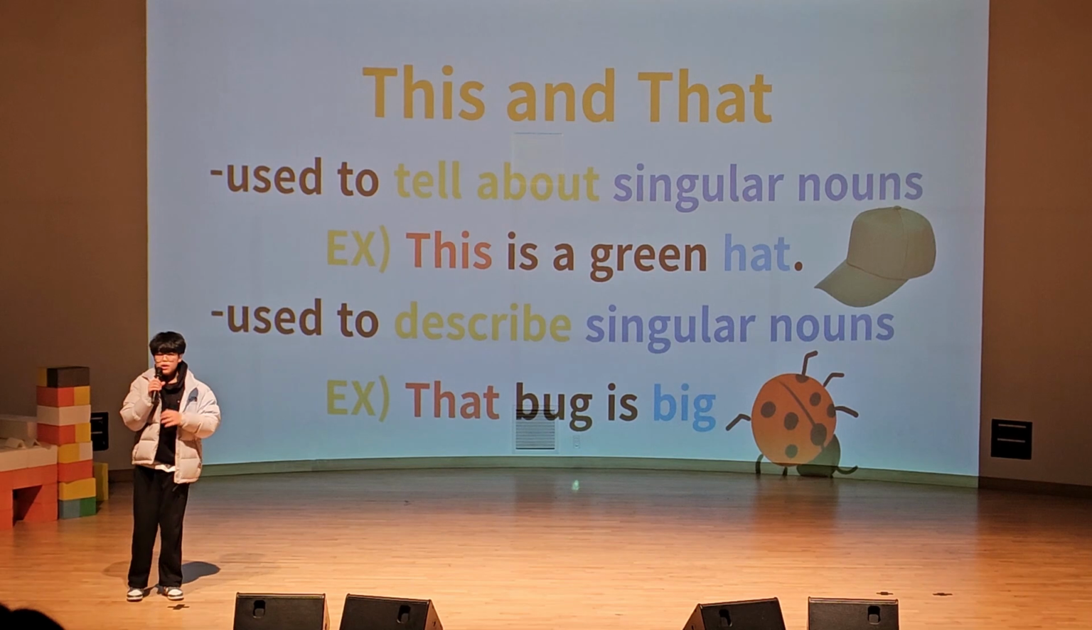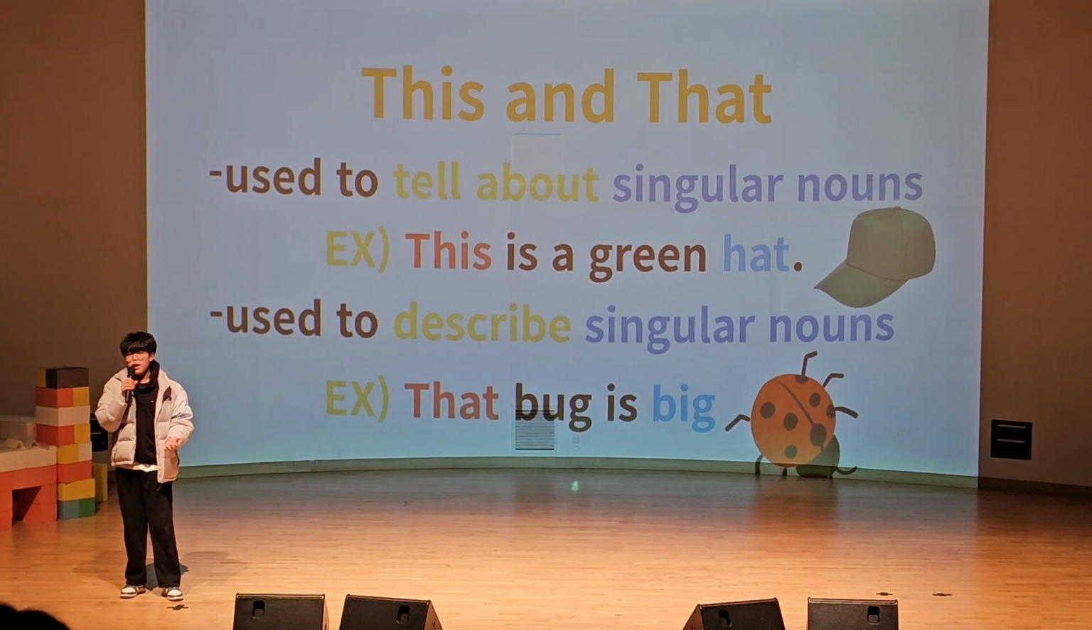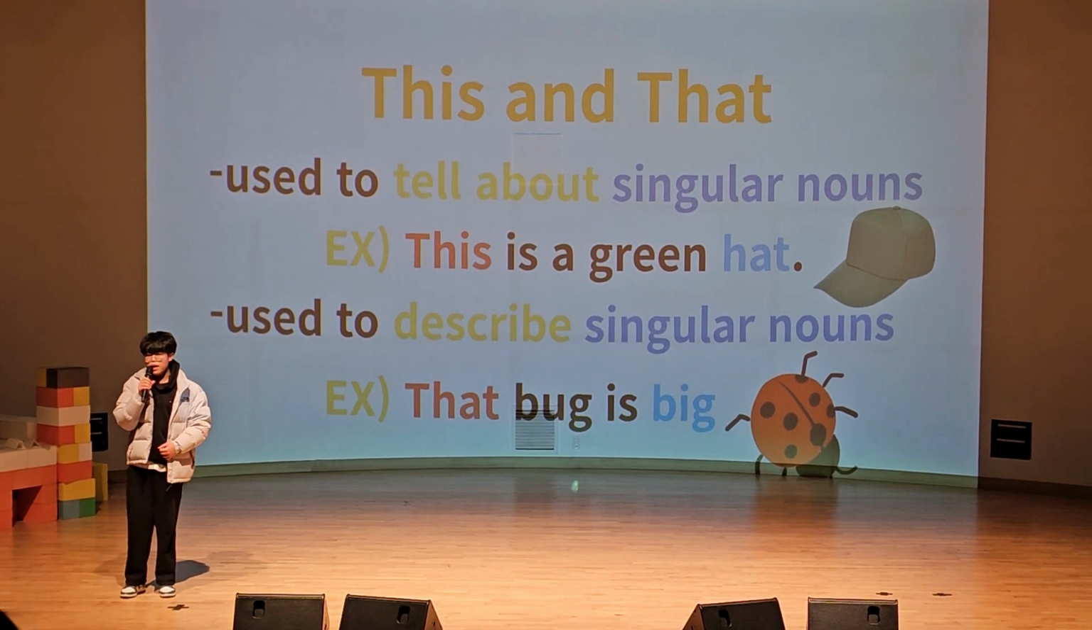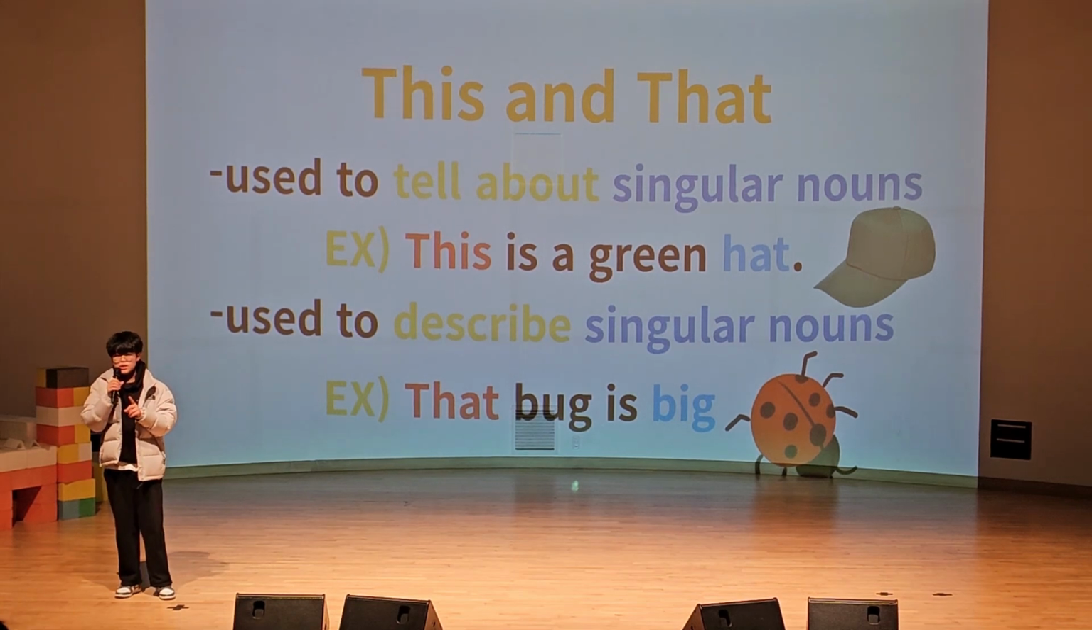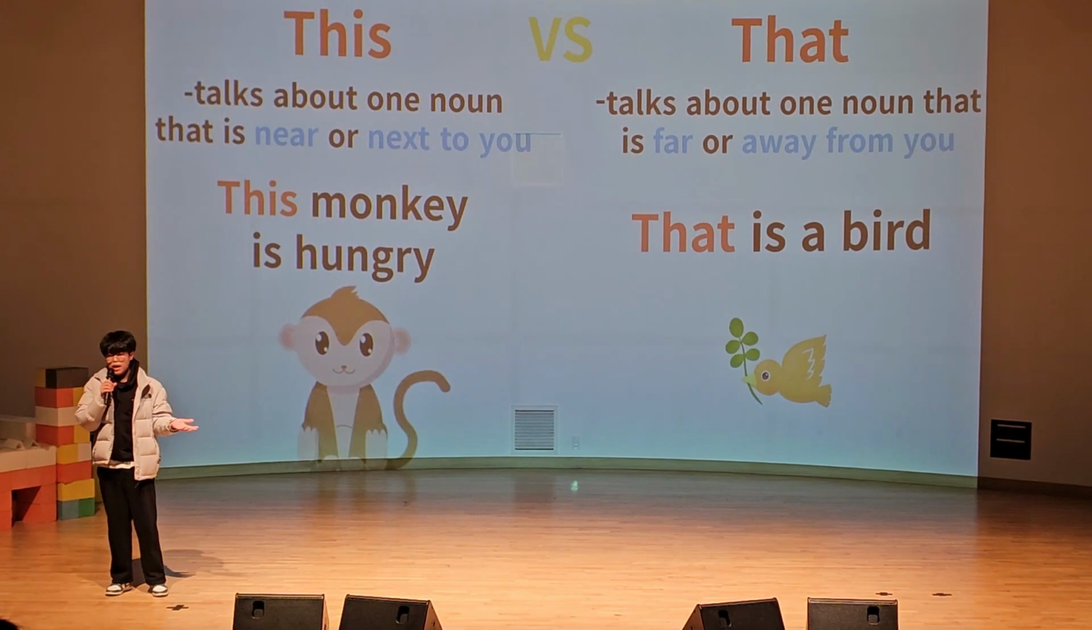Here's an example. This is a green hen. And that is used to describe singular nouns. Here's an example. That bug is big. Now we compare this and that.